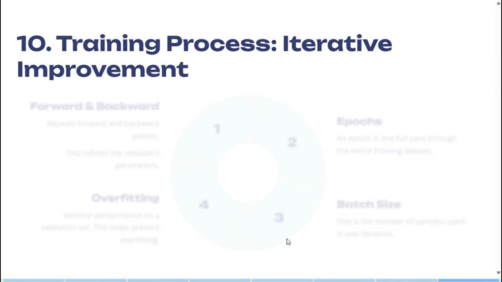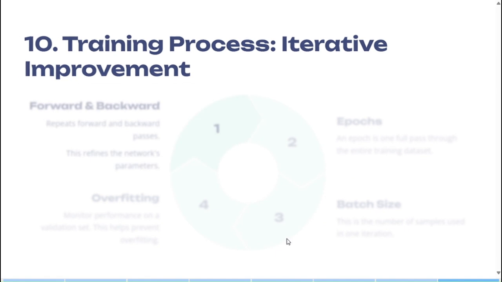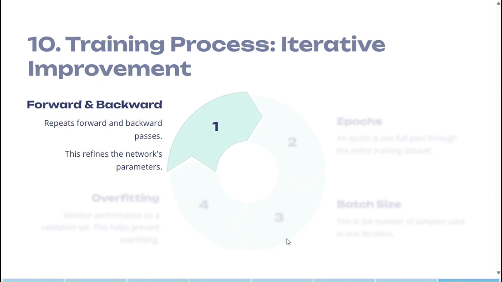Next, training process, iterative improvement. First, forward and backward passes. Training a neural network involves repeated forward and backward passes. During each forward pass, the network processes the input data, and during each backward pass, it updates the parameters to minimize the error.